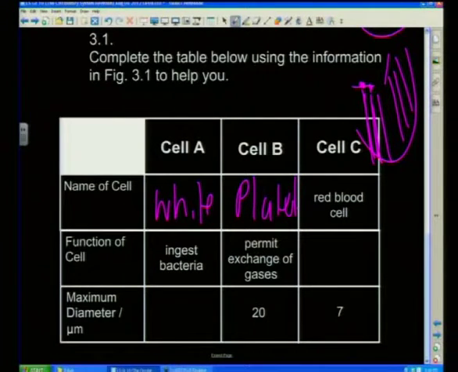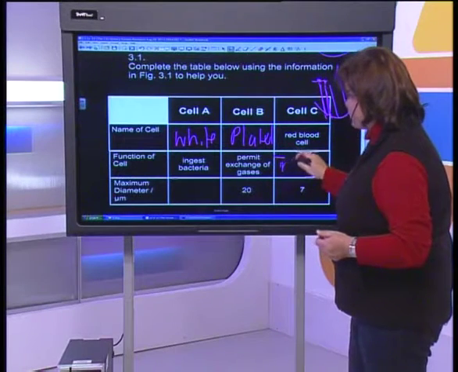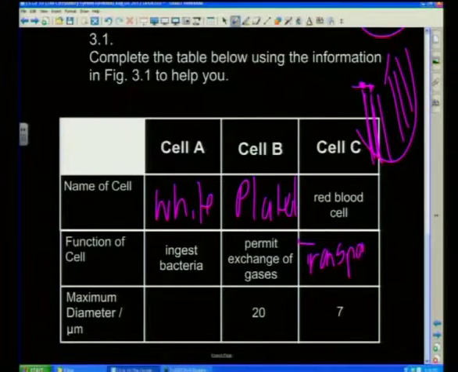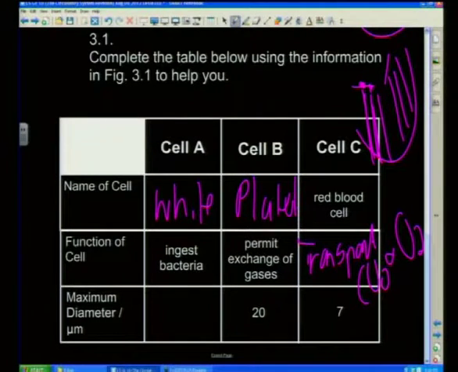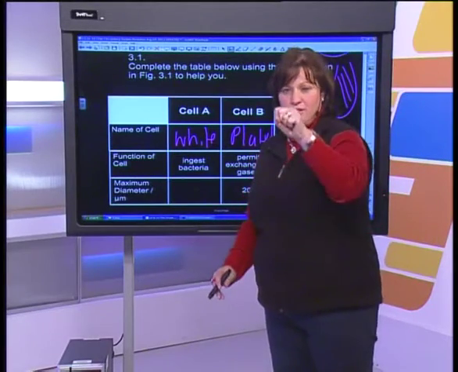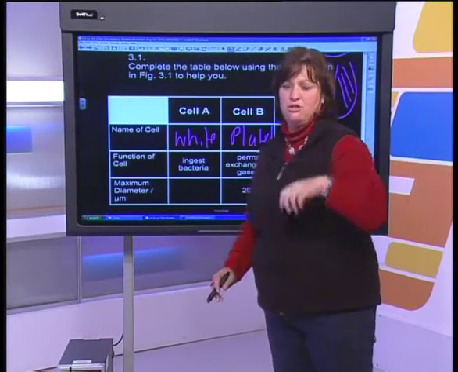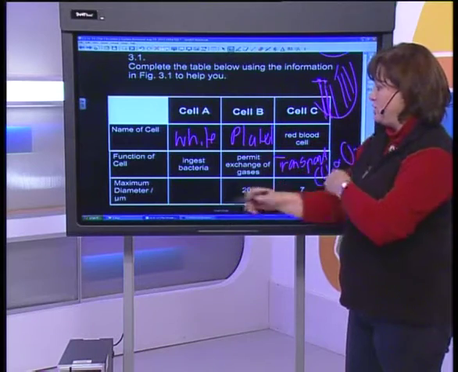The function of the red blood cell, what is the function? It's going to transport. Remember our carbon dioxide and our oxygen, if you can see that. So it's a transport mechanism. It's going to the hemoglobin, it's attached to the oxygen, and that is how we're going to move.